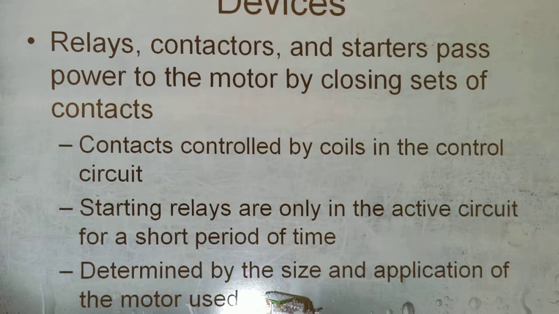Introduction to motor control devices. Relays, contactors, and starters pass power to the motor by closing sets of contacts. Contacts are controlled by coils in the control circuit. Starting relays are only in the active circuit for a short period of time, determined by the size and application of the motor used.